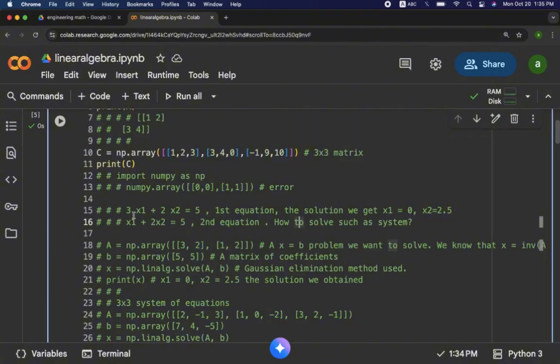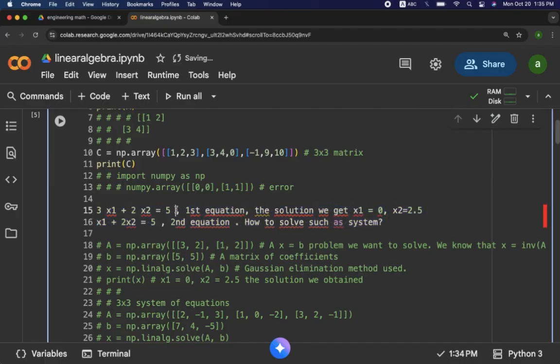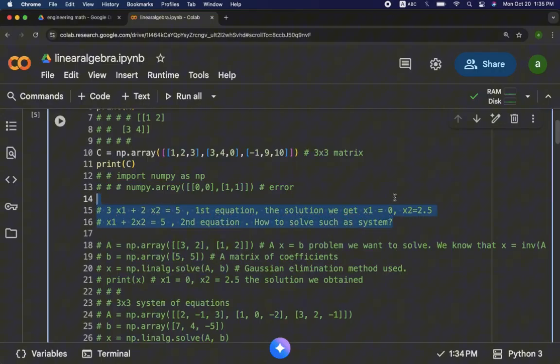Another very common operation that you need to know is how to solve, sorry, let me comment these. How to solve a simple system of equations using Python. You see that this is our first equation, 3x1 plus 2 times x2 equals 5. So we have two unknowns, two variables. And actually you can solve this easily analytically, and you can get the result x1 equals 0, x2 equals 2.5. But obviously you want to do this using Python, not analytically.